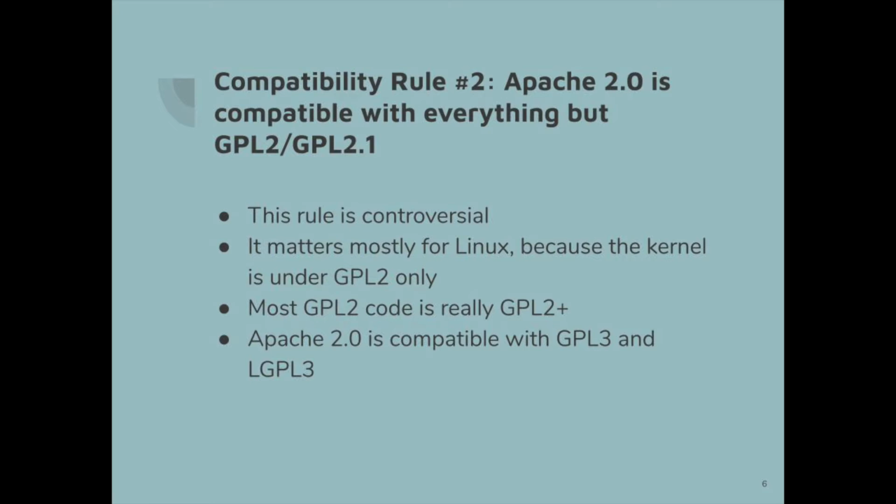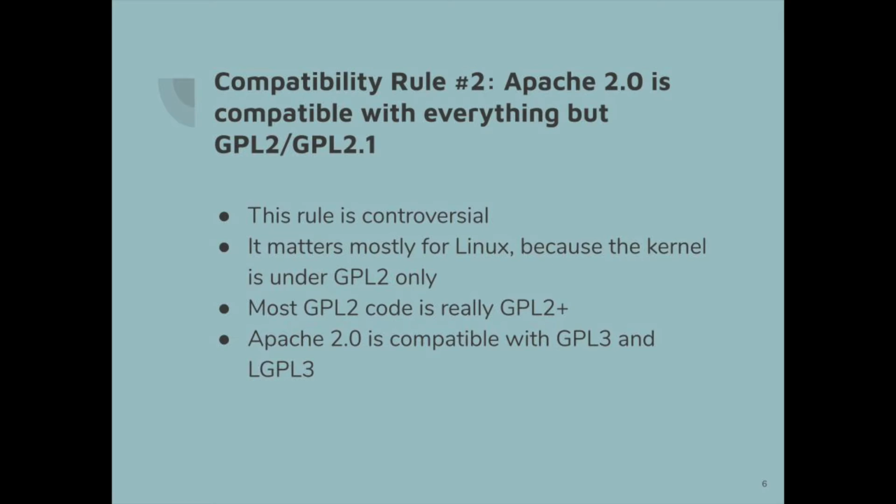This rule is a little controversial, and the reasons for it are a little complicated, but they basically have to do with the fact that Apache 2.0 contains certain patent provisions that are inconsistent with those of GPL version 2 and LGPL version 2, which have no patent grants in them. This compatibility issue mainly matters for Linux because the Linux kernel is under GPL version 2 only, and that means that Apache 2 code can't go in the kernel.